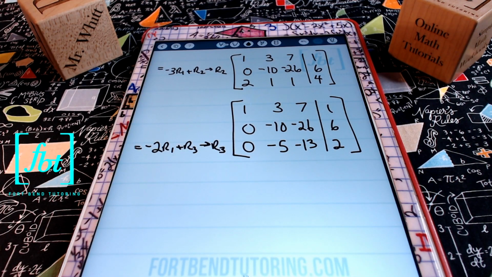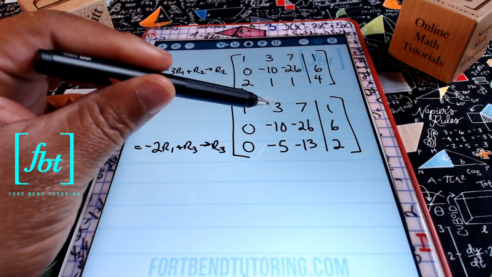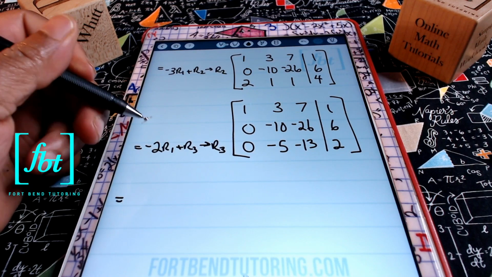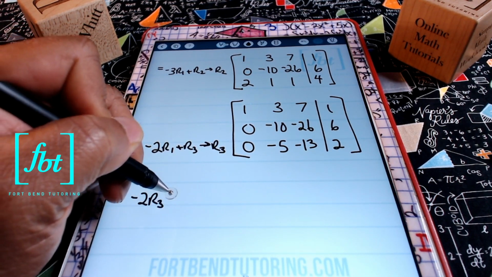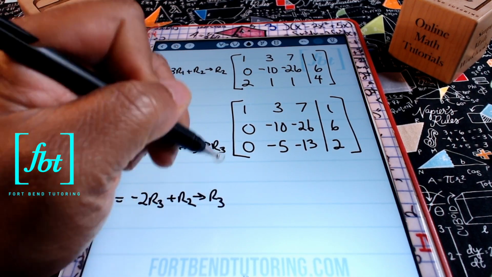So this is going to be our new third row for our row equivalent matrix. The next thing I want to do is create a 0 where this -5 is. So I'm going to be doing the following. I'm going to have -2 row 3 plus row 2, placing the result in row 3.